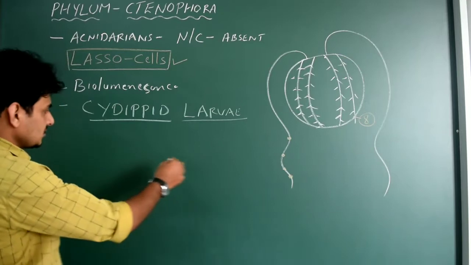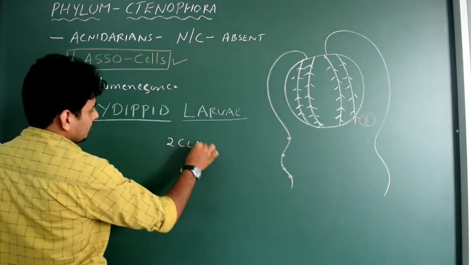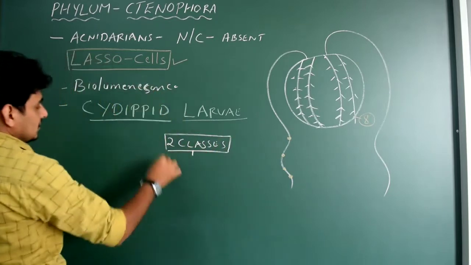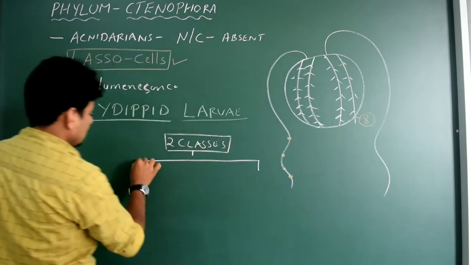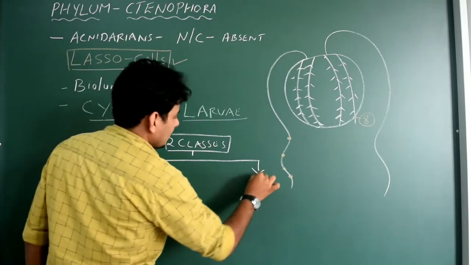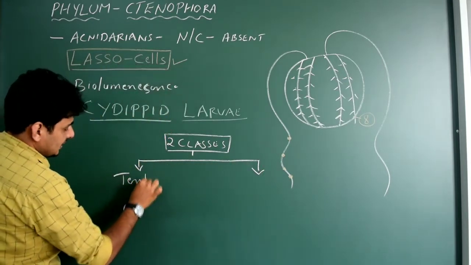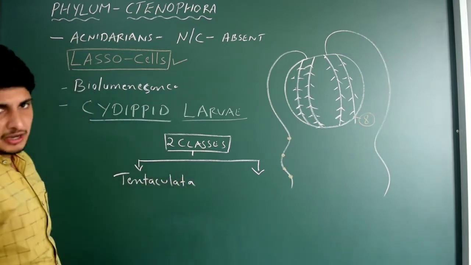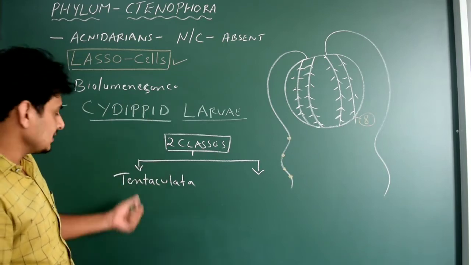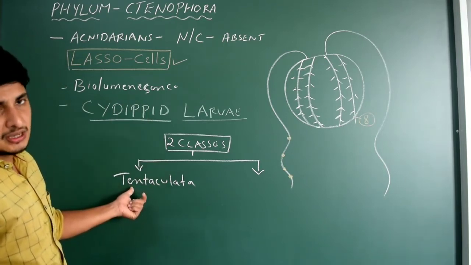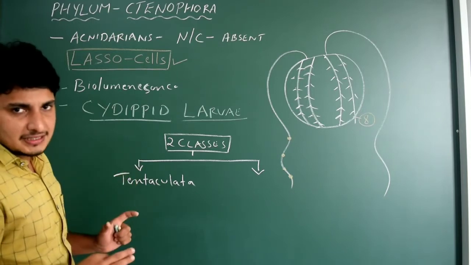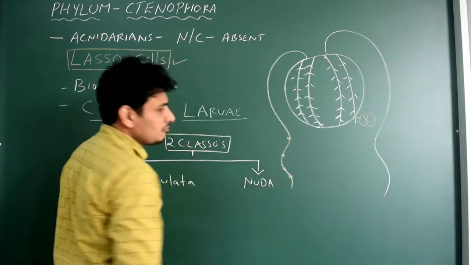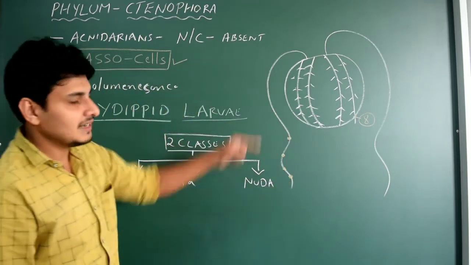Now there are 2 classes. Let me just write the 2 classes. You see in the Ctenophora, the first one is Tentaculata. Very simple to remember. Tentacles. If the organism which belongs to Ctenophora has tentacles, then it belongs to the class Tentaculata. If the tentacles are completely absent, then it belongs to another category, that is Nuda. What is the meaning of Nuda? Nuda means nude. That is, tentacles are completely absent.